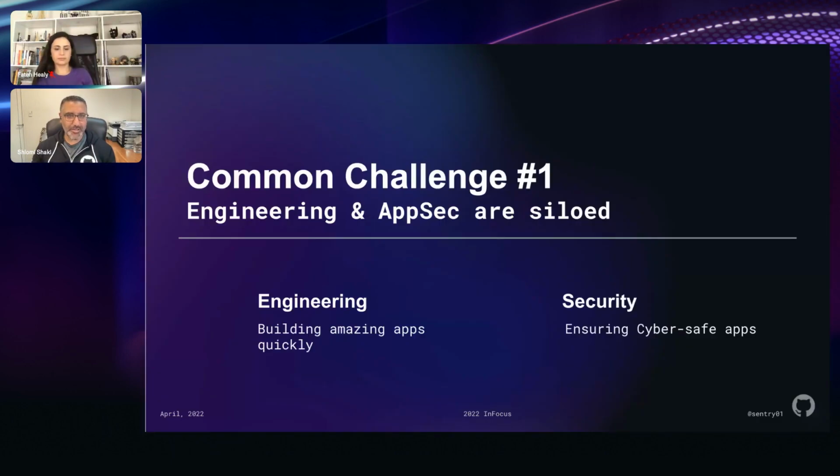Starting with common challenge number one: engineering and AppSec are siloed. That is the most common challenge that we hear. When I say siloed, if you think about it, engineering has a mission to build amazing applications, ship them quickly to customers, and ultimately innovate much more quickly. Security is actually the opposite. The security team tries to slow things down to make it safer, not because they want to be the no department, but because they are considering the risk behind moving too fast.